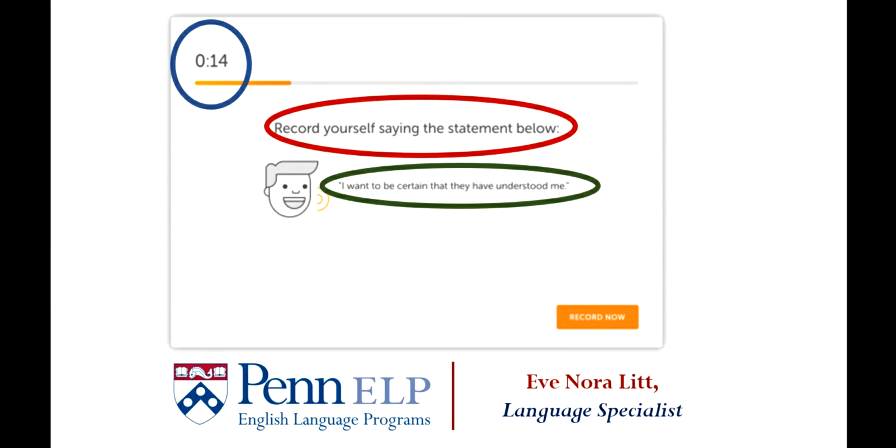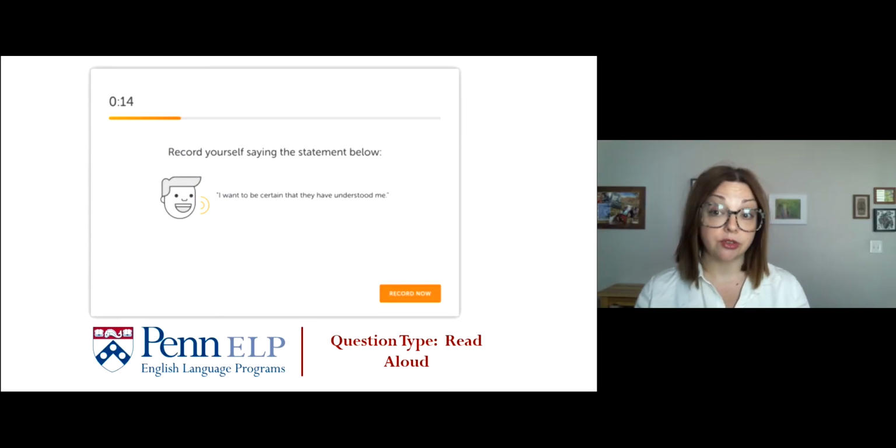Finally, in the lower right-hand corner, you'll see a button. You'll click it when you're ready to start recording and then again when you're done. Now let's take a look at what this type of question is actually asking you to do. Let's start with the directions. Record yourself saying the statement below.